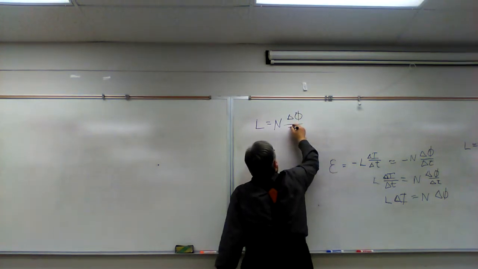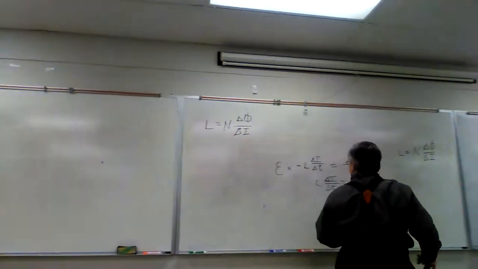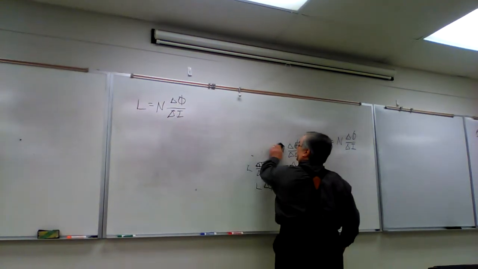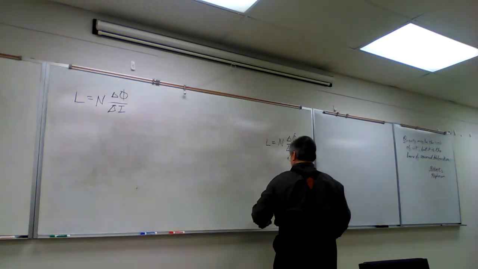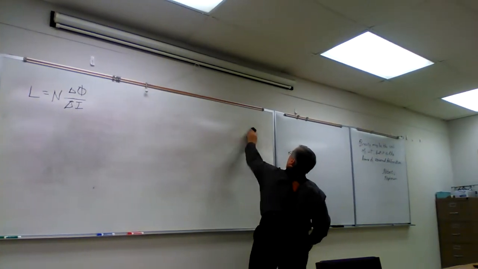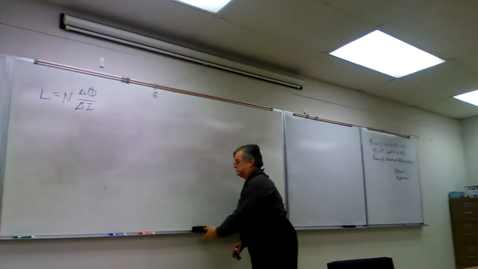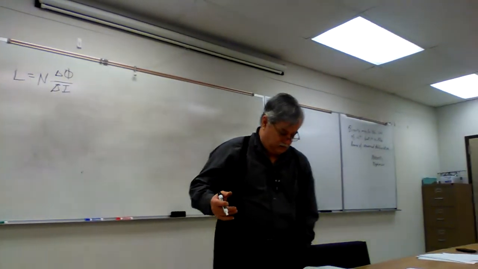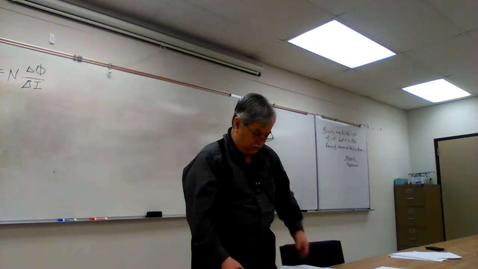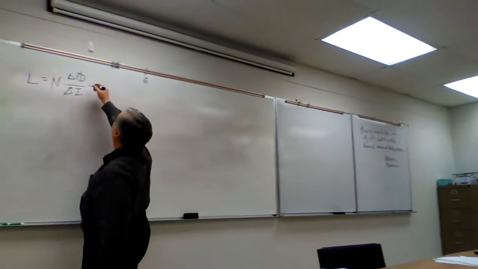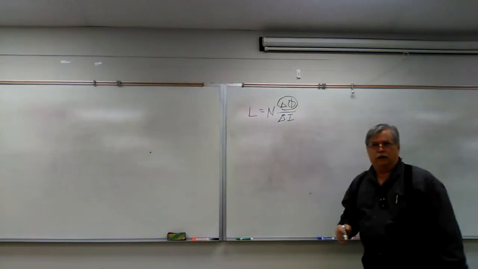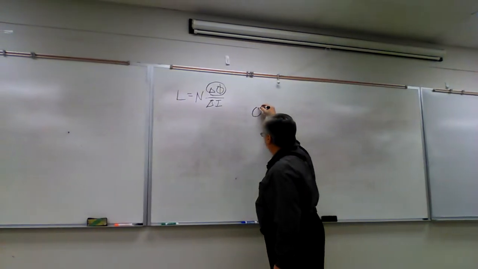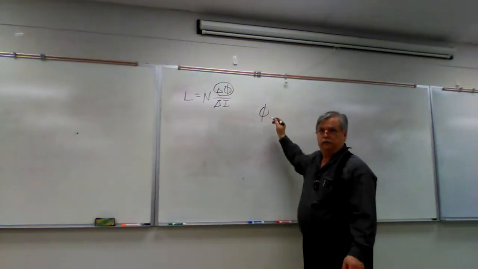N delta phi over delta I, change in current. Change in magnetic flux per change in current. All right. But what is this term right here? Delta phi. Remember how we calculate the magnetic flux?